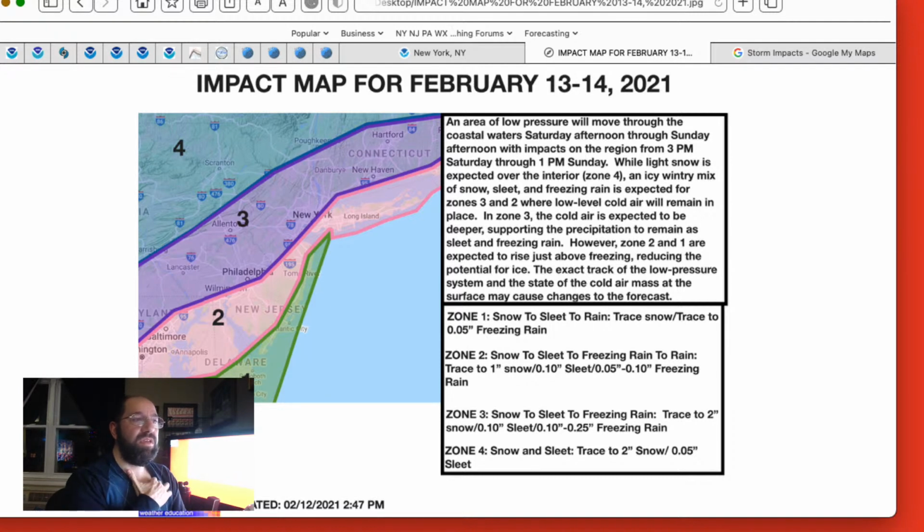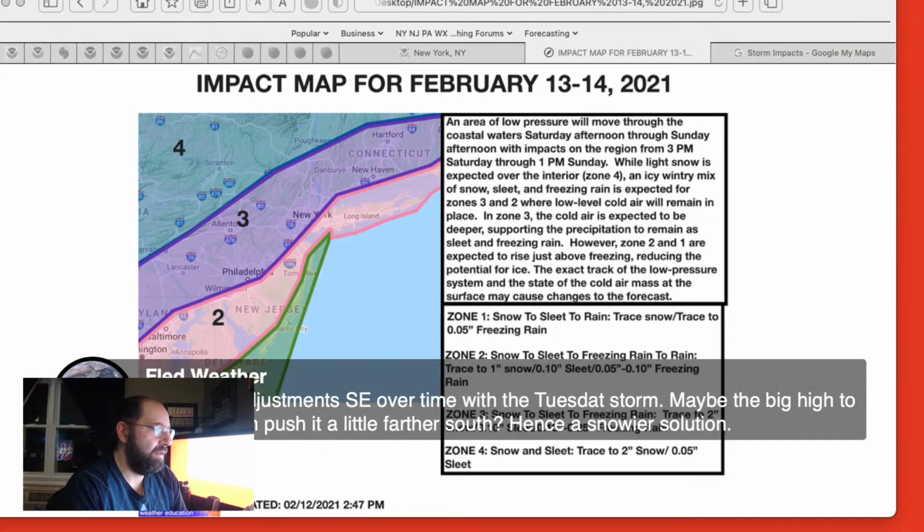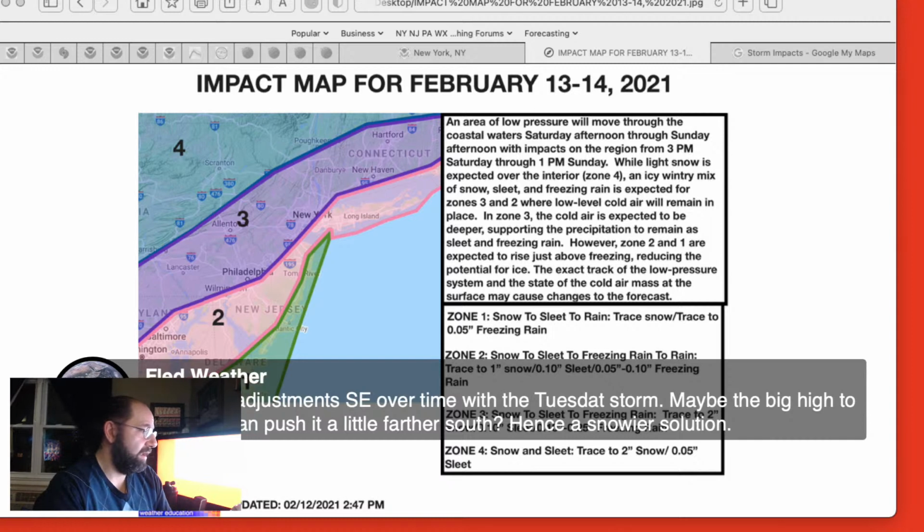Let's see here. You see any adjustments southeast over time for that Tuesday storm? Maybe the big heights to the north can push further north. Actually, you know what? Here, rather than read it, look at that. I've never done that before. I just tested it. So what the heck, right?